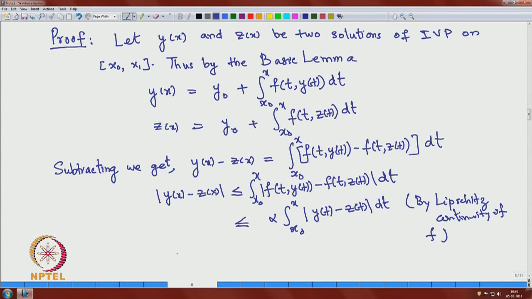So now we have an inequality that the absolute value of y(x) minus z(x) is less than or equal to alpha times the integral from x0 to x of the absolute value of y(t) minus z(t) dt. So now we use the corollary of Gronwall's lemma.